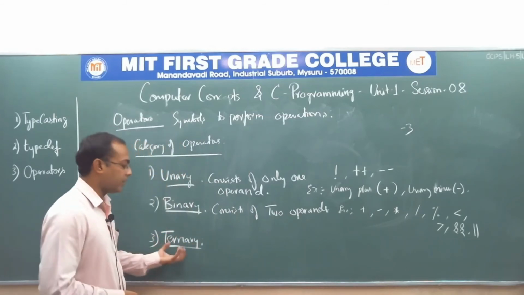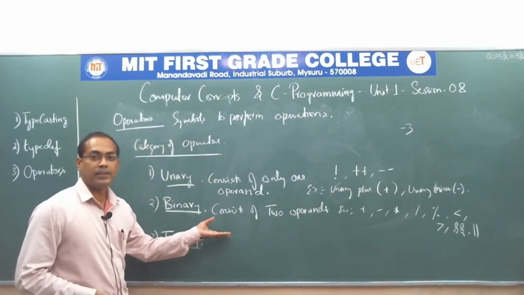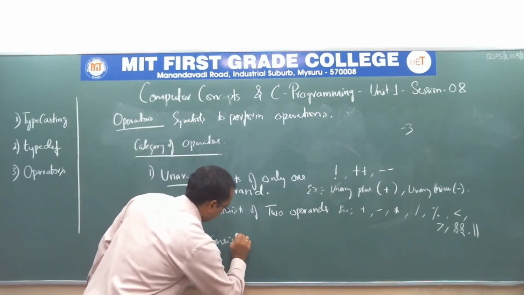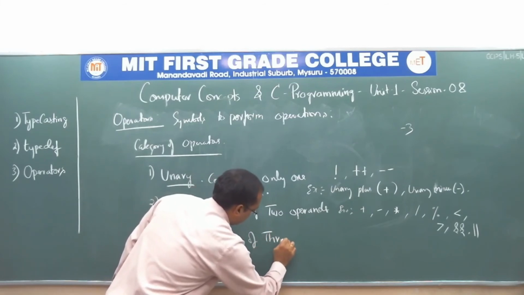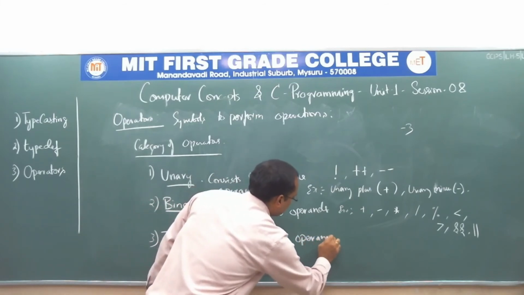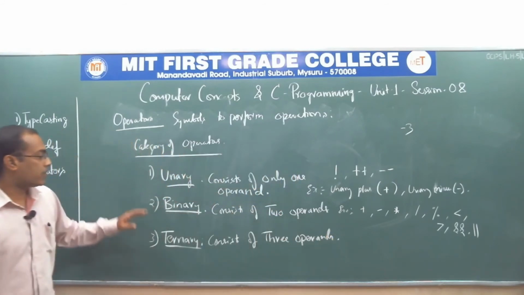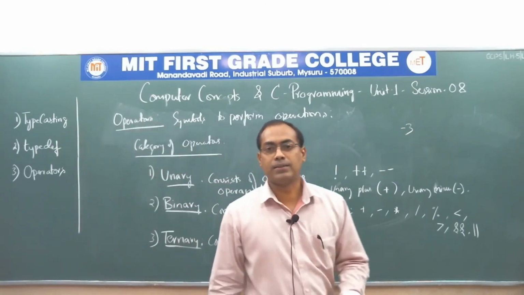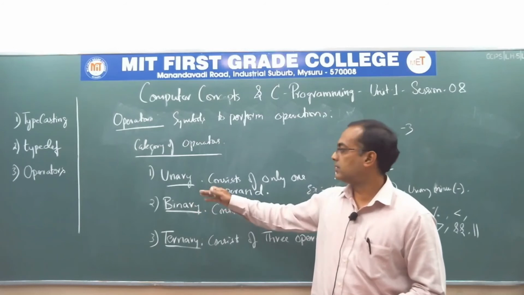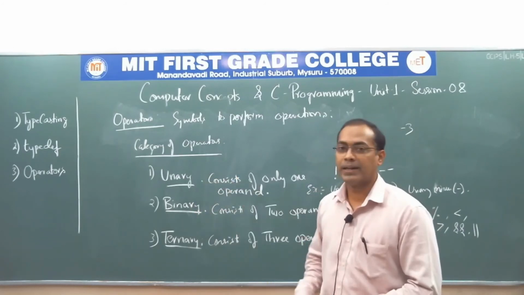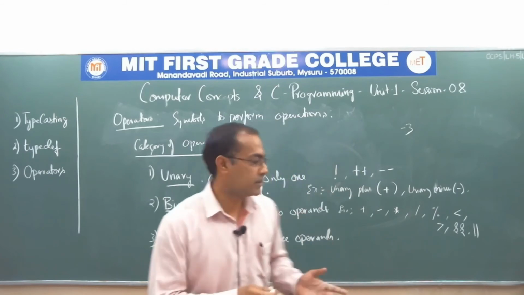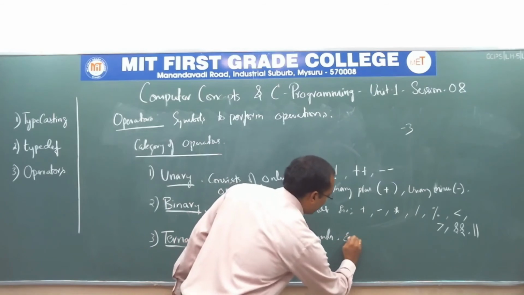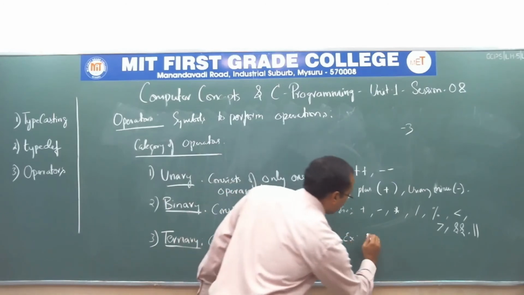Ternary means three operands. It consists of three operands. Now you have come across unary and binary in your previous classes. In the sense, your basic mathematics tells that there are only unary and binary. Are there any ternary operators also? Yes, we have ternary operators also, which consist of three operands, and the only example over here is the conditional operator.